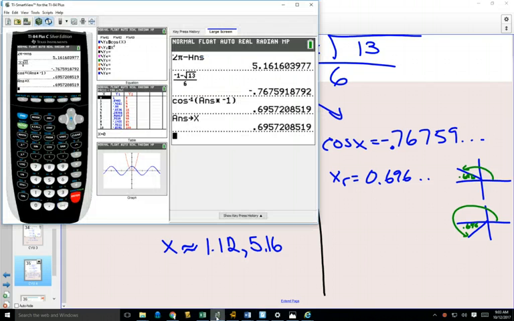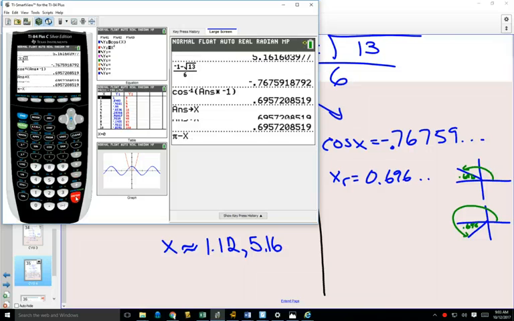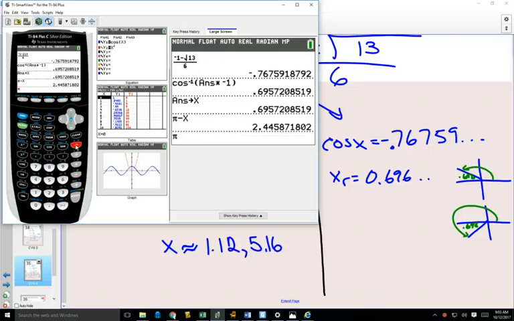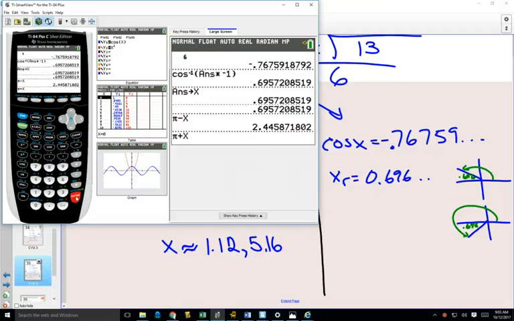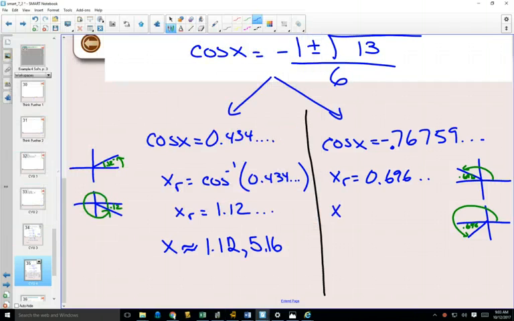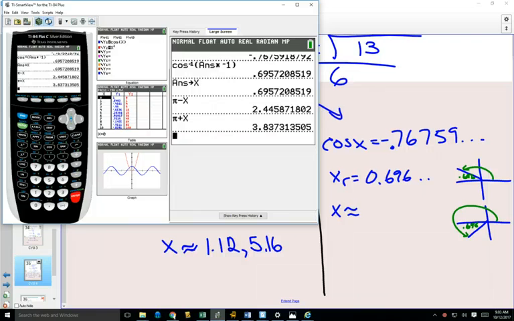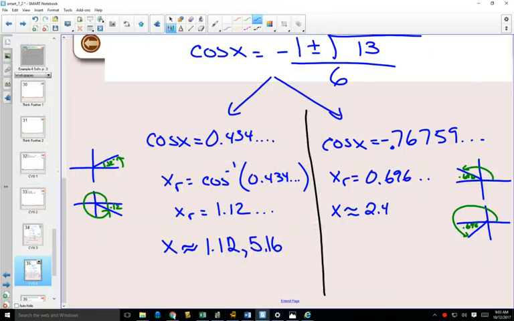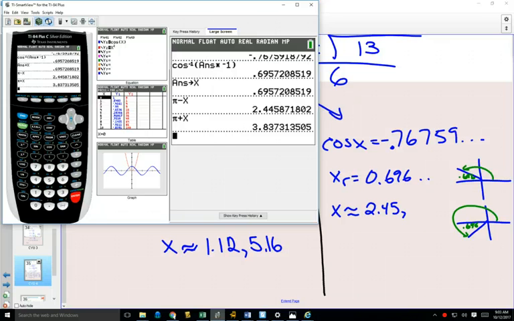So going to my calculator, storing that as x lets me go pi minus x to find the one in quadrant 2, and pi plus x to find the one in quadrant 3. So x is approximately the one answer, 2.45, and the other answer, 3.84.